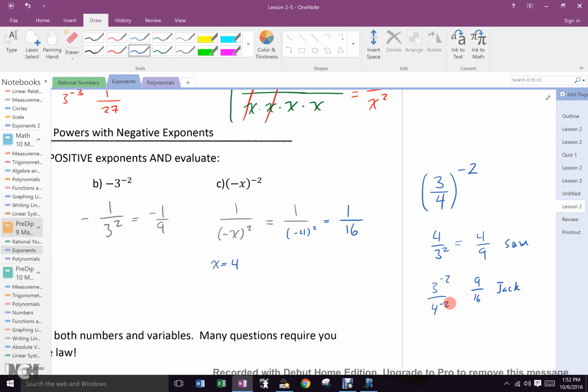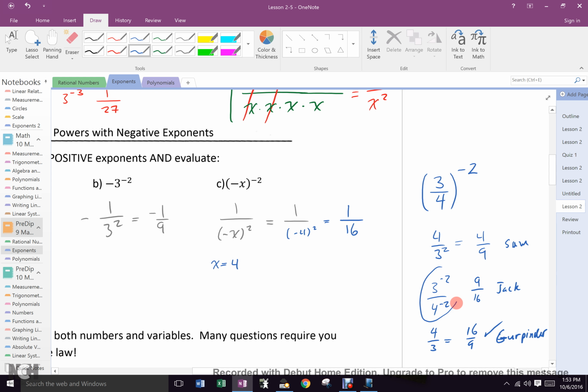I did flip my fraction like Sam did. And my answer equaled 16/9. There is the right answer. Why is Gurpinder right? She's smart. No. Michael. You had to remember that since it's in brackets, the exponent goes everywhere. That's what we did yesterday, right?